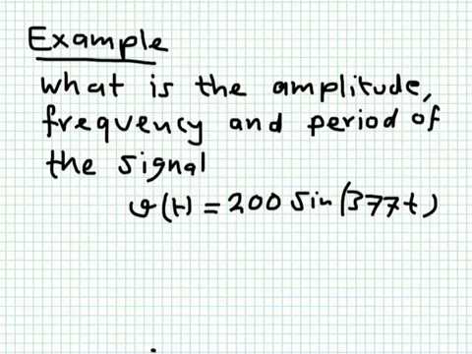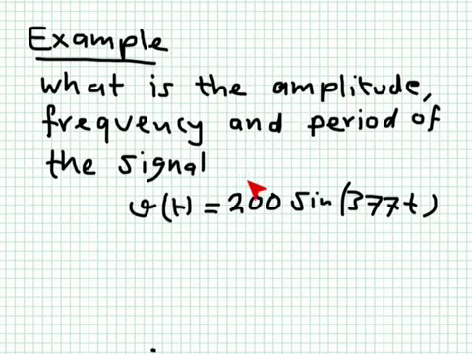Now let's consider a very simple example, just to familiarize yourself with the notation. I'm asking you to determine the amplitude, the frequency, and the periodic time, or the period, of the signal v(t) equal to 200 sin(377t). Remember, the standard form for a sinusoidal signal is a cosine, but a sine is nothing but a cosine that was shifted by pi over 2. So we can put this into the standard form of a sinusoidal signal.